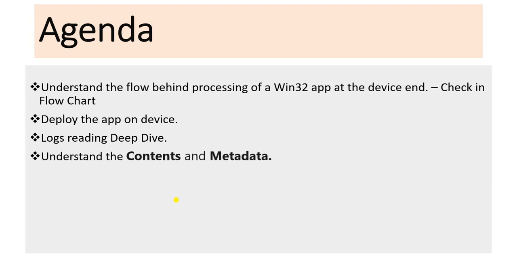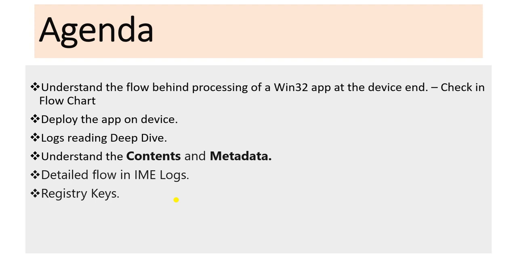Then we'll try to understand the content and the metadata, how the content is downloaded and where it gets downloaded on the end user device, and the metadata. Then we'll talk about the detailed flow in the IME logs, and try to understand the flow of these IME logs.